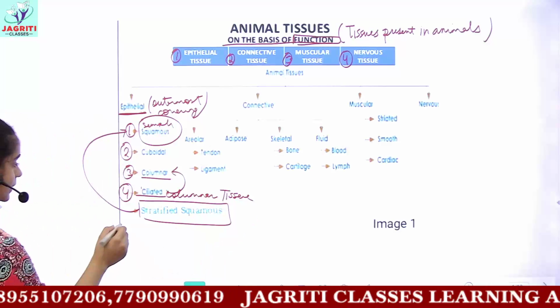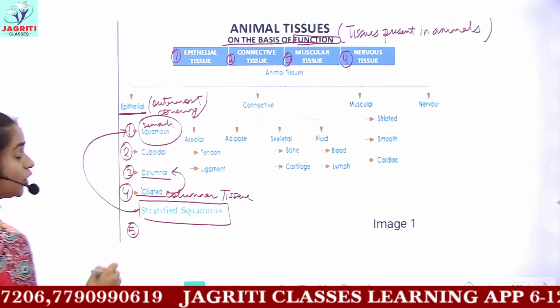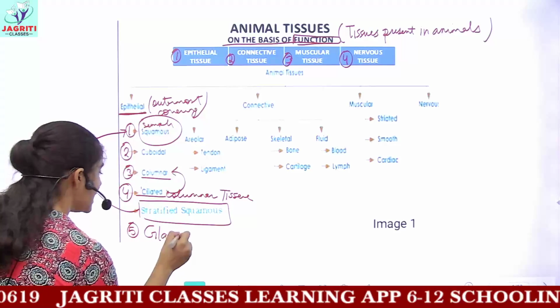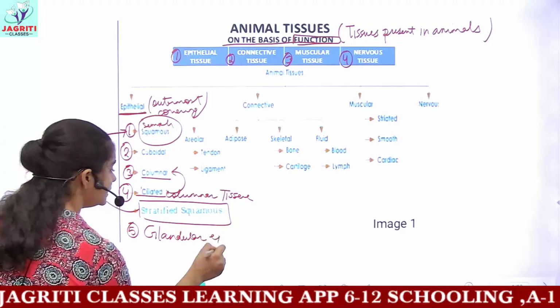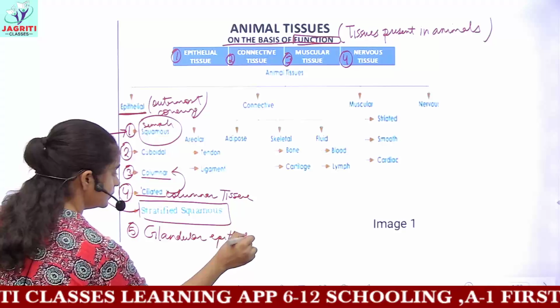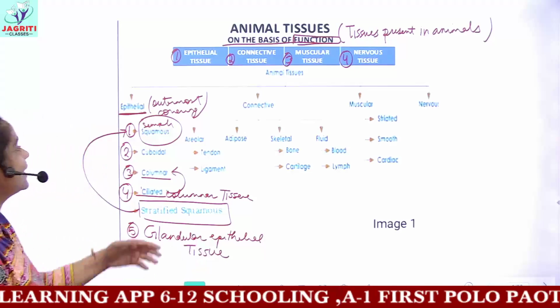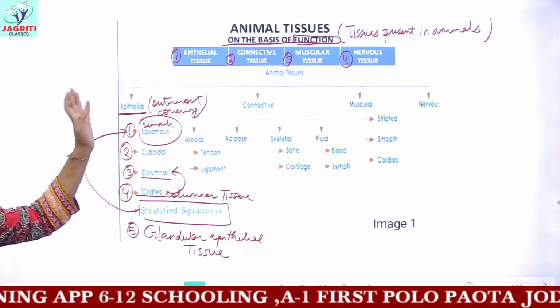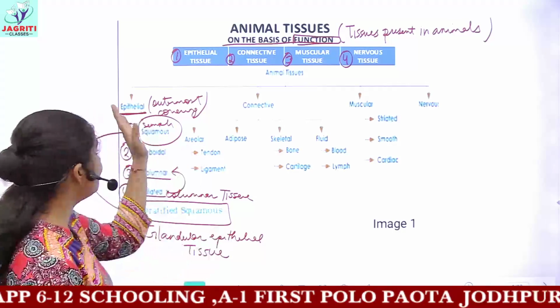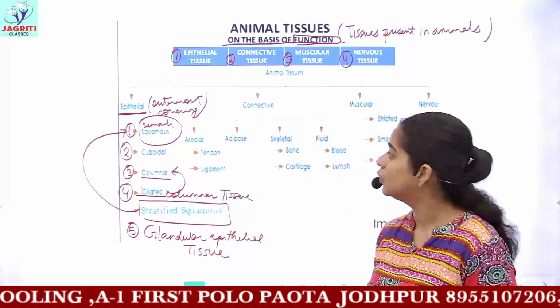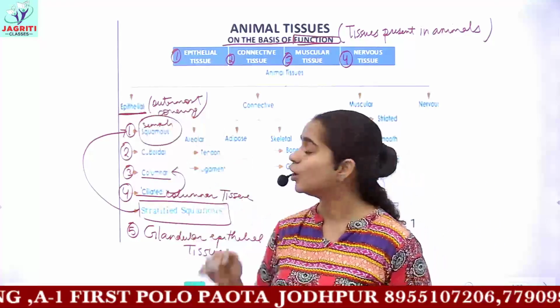Then you can make another subgroup, that would be your fifth group of this epithelial tissue, and it is glandular epithelium. Glandular epithelial tissue. So these are the different classes which come under epithelial tissue, and epithelial tissue forms the outermost covering of the organism, and of the different organs of these organisms.